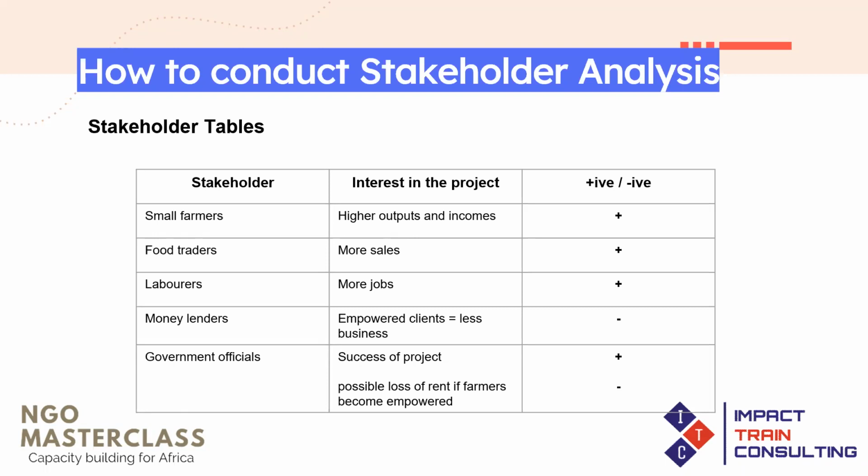And then you have government officials. Government officials want the project to succeed, so they have a positive interest. But they are also thinking, maybe if these people are empowered and they know their rights, they are going to lose rent. Maybe they used to go to the fields and collect rents from the farmers who are ignorant, maybe in the rural areas. And so if your project now begins to educate these farmers and inform them and empower them of their rights, the farmers may not be willing to pay the rent again to these government officials.